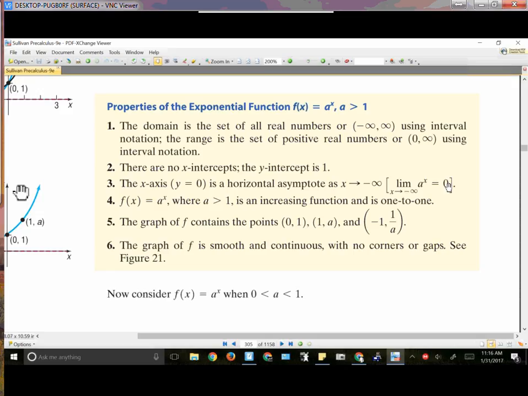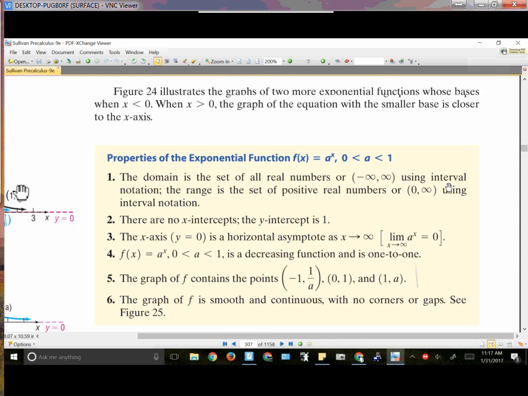So on the increasing function there, it is going to be 1 to 1. That means I can come up with an inverse. I can graph the following points, 0, 1, 1, a, and -1, 1 over a. We'll always have those points. The graph is going to be smooth and continuous with no corners and gaps. Now this is if a is greater than 1.